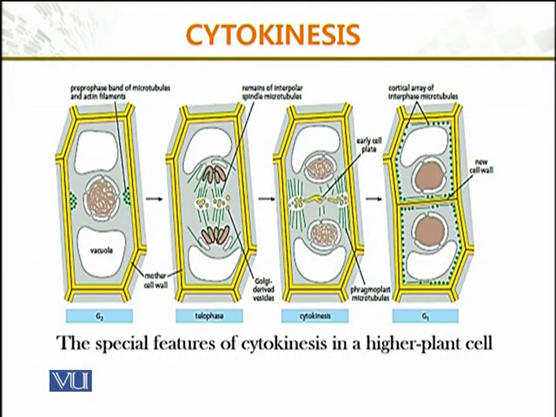Just as shown in this figure, the extreme left, that is the G1, is a cell. Then in the telophase, the remains of the interpolar spindle, its microtubules, are formed, and Golgi cluster vesicles appear. Then the early cell plate appears in the cytokinesis, and further in G1, a new cell wall is formed.